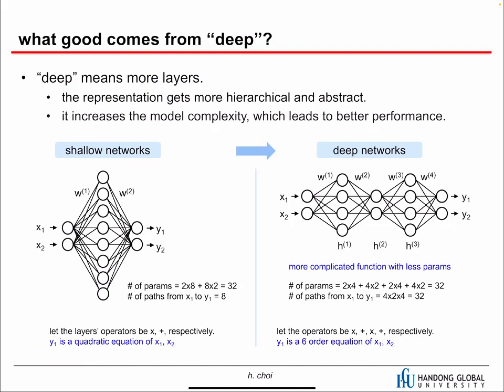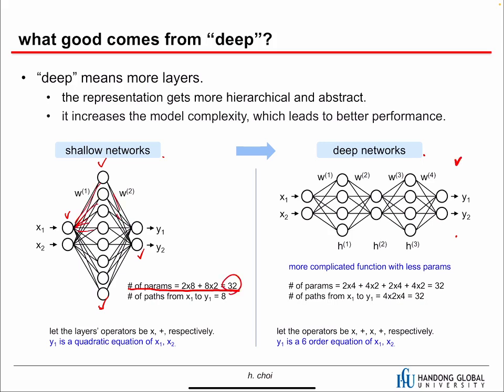Okay, then what good comes from deep? So when we make it deep, what is the benefit instead of having a wide network? As I said in the previous slide, we can make the model bigger by increasing the number of nodes in the layer, or we can add more layers like this. So we can compare this shallow network and deep network based on the number of parameters. So let's count the number of parameters. In this network, how many parameters do we have? We have 2 nodes and 8 nodes and 2 nodes. So the number of parameters is 32. The number of parameters means the number of edges.